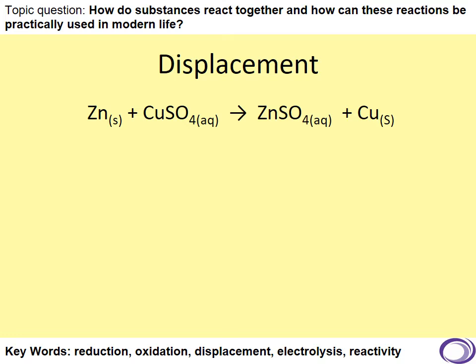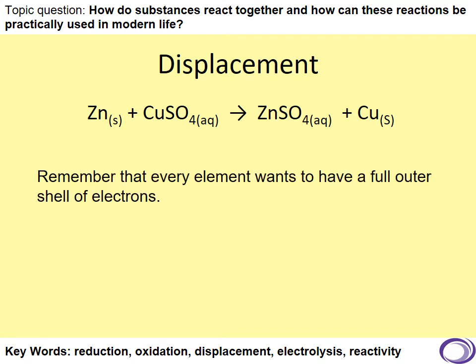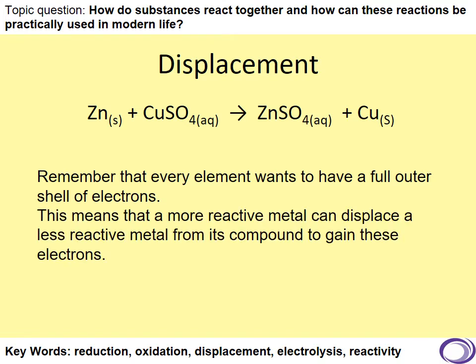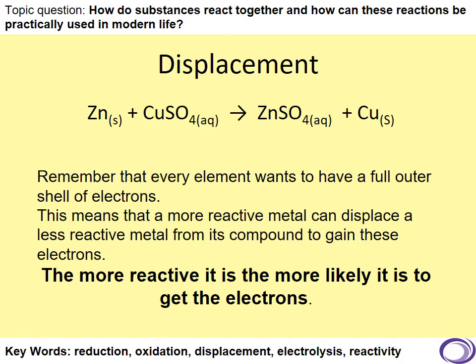By using this same principle of every element wanting to have a full outer shell of electrons, more reactive metals can also displace less reactive metals from their compounds. And so in the example shown on the slide now, we have zinc reacting with copper sulfate. Zinc is a more reactive metal, so it's more likely to gain those electrons. So the zinc forms a compound with the sulfate, and that leaves behind pure copper.